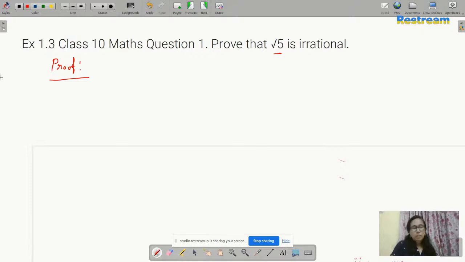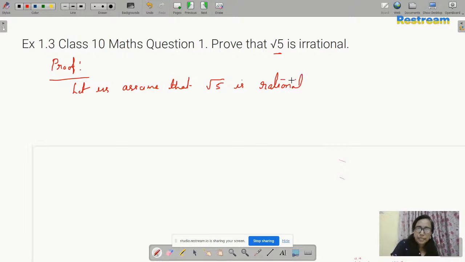Okay. So first, this method we are studying is the contradiction method. So first let us assume that root 5 is rational. What we have to prove here is that it is irrational, right? But we have to assume that root 5 is rational. That is just the opposite of an irrational number. The opposite of an irrational number is rational, right? So first we are assuming that root 5 is rational.